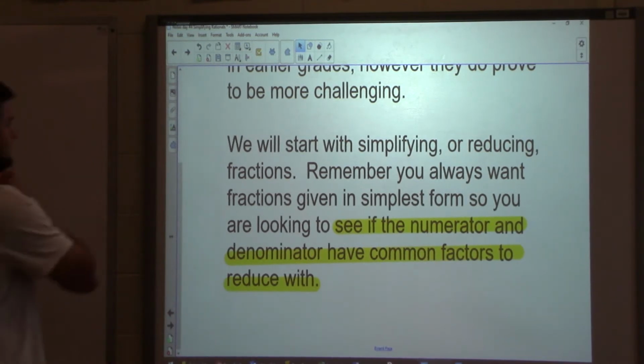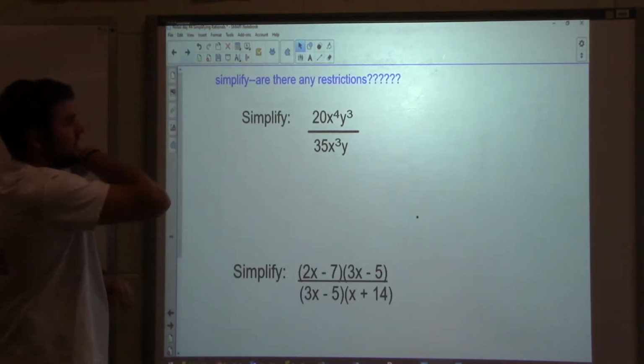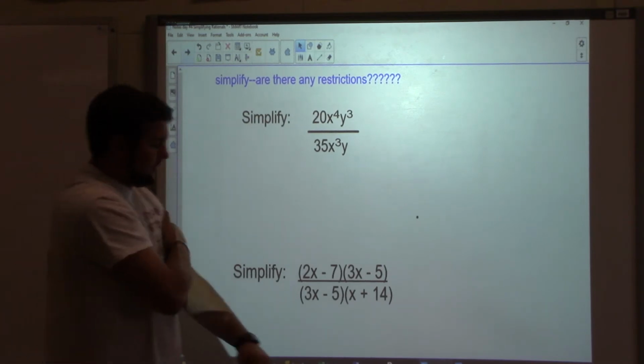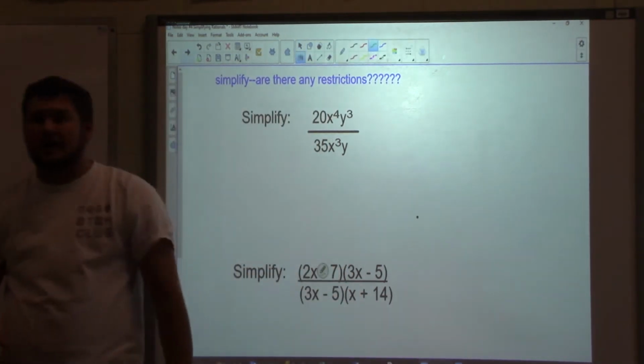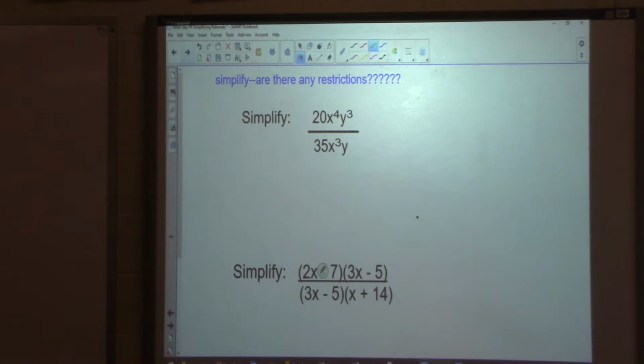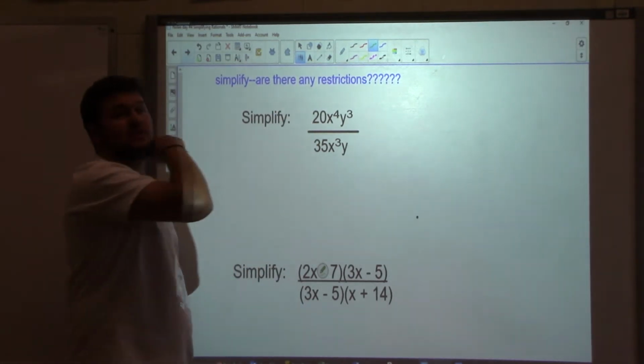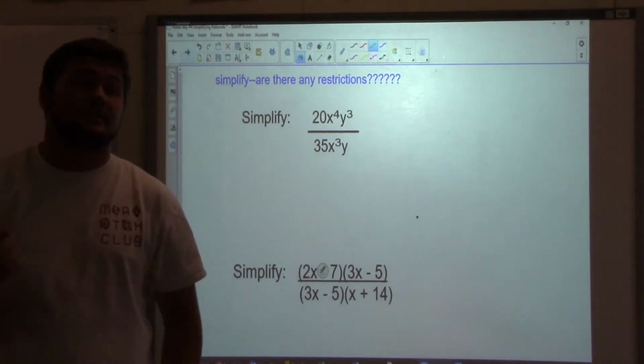Okay, let's try some. Our first one here. 20x to the 4th y cubed over 35x cubed y. If we look at that, do we have any common factors? What do we have? Well, let's start with just the numbers. Let's look at just 20 and 35. Is there a common factor there?